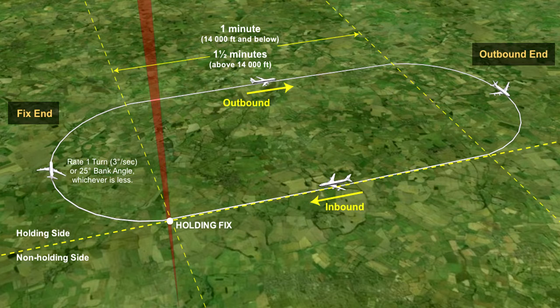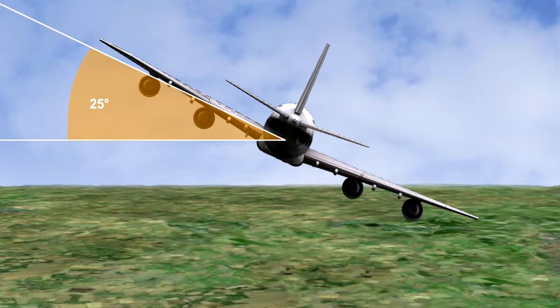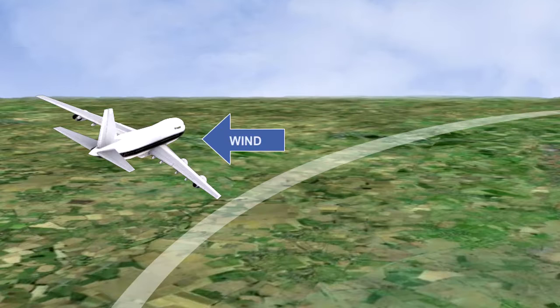The shape and terminology of a holding pattern is shown here. In flying the holding pattern, all turns are to be made at an angle of 25 degrees or at a rate of 3 degrees per second, a rate 1 turn, whichever requires the lesser bank. All the procedures depict tracks that pilots will be able to maintain, making allowances for known wind by applying corrections both to heading and timings.